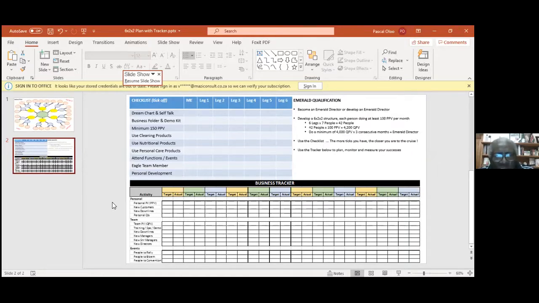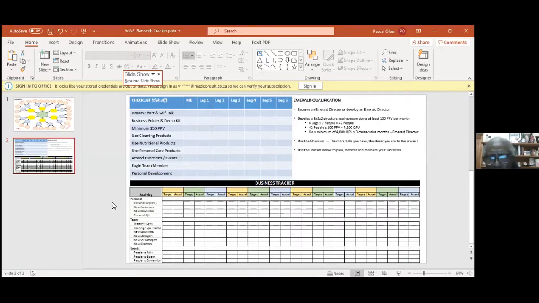Make sure that each of these legs, each person you've sponsored, has a dream chart and a self-talk. Why? Because they need to condition their mind for success. Number 2, let them have a business folder or a demo kit, with the tools and information that they need to show the business to their people. And then teach them how to do at least 150 PV.